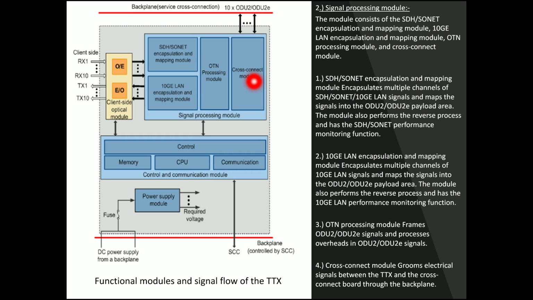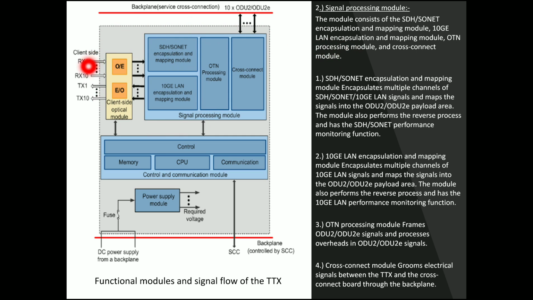So this cross connection card is used for grooming of electrical signals. Then it is coordinated to the backplane services and then is communicated via the backplane to the line card. The optical line card we will discuss in the next video.